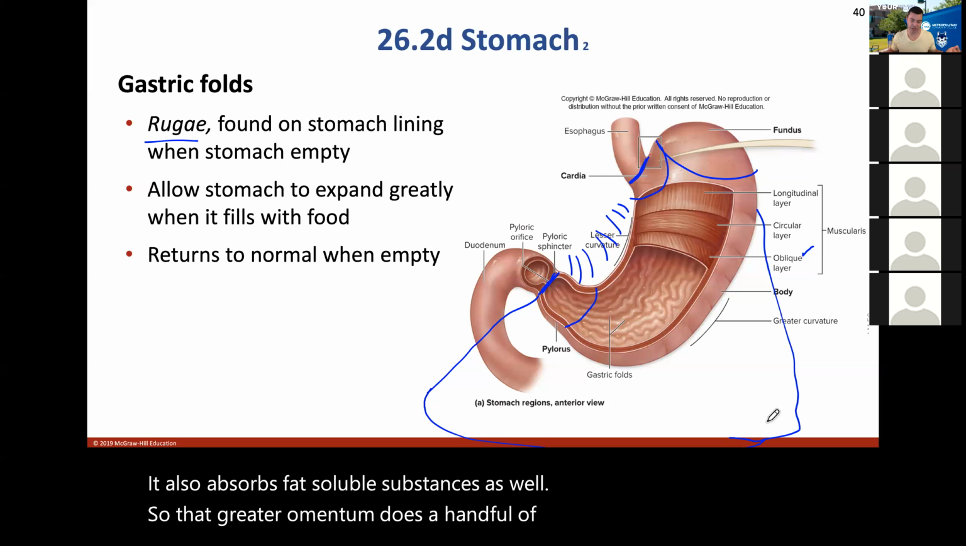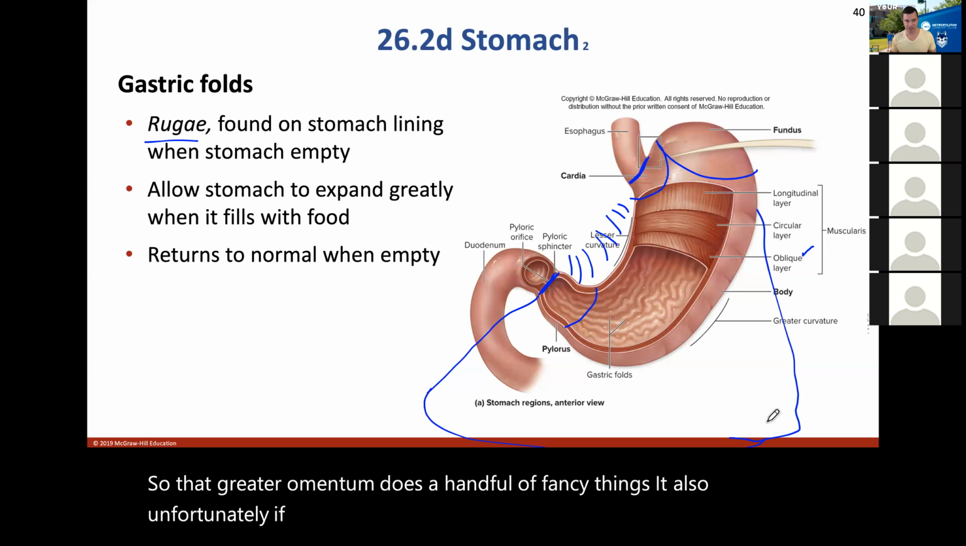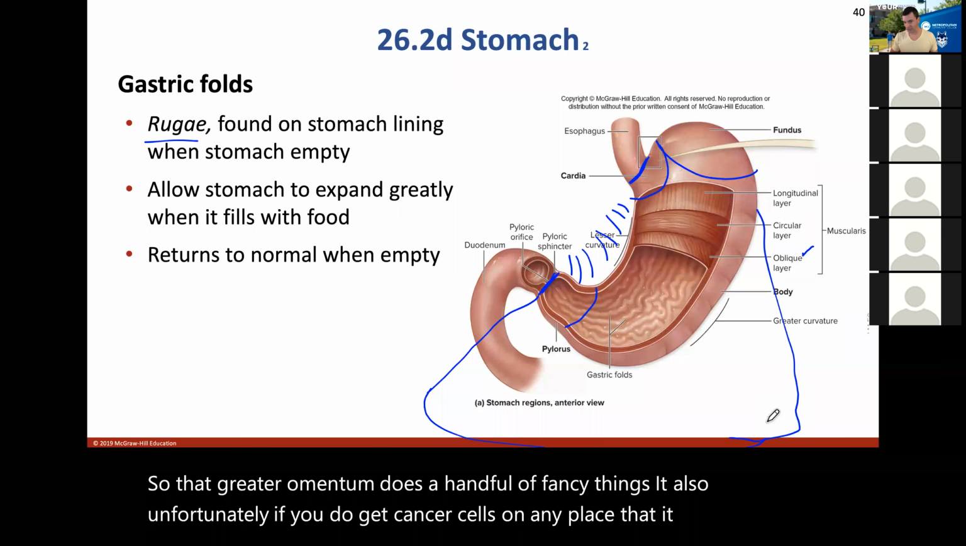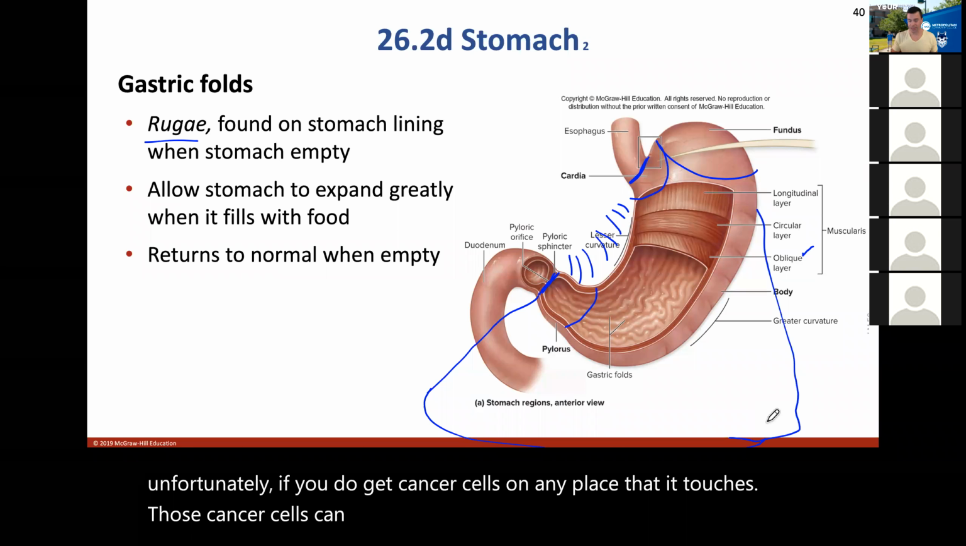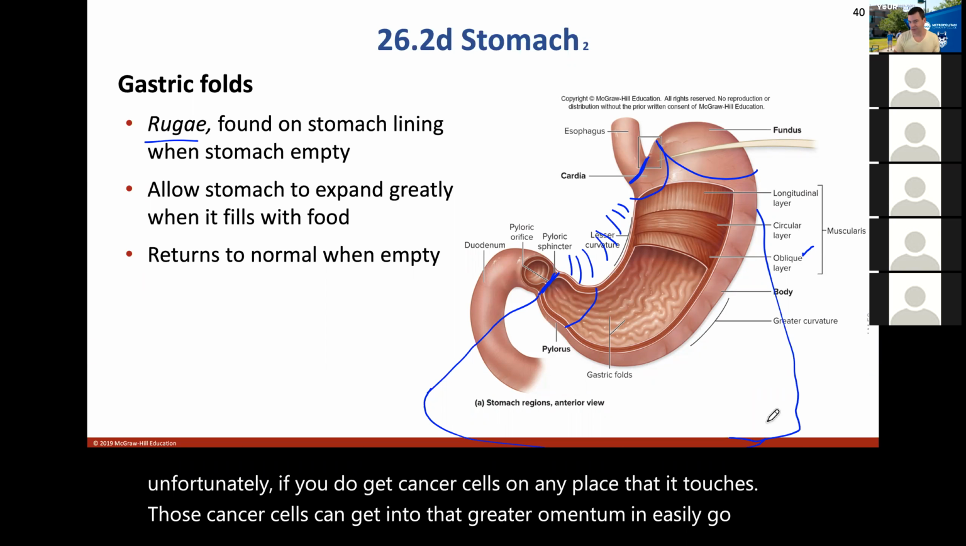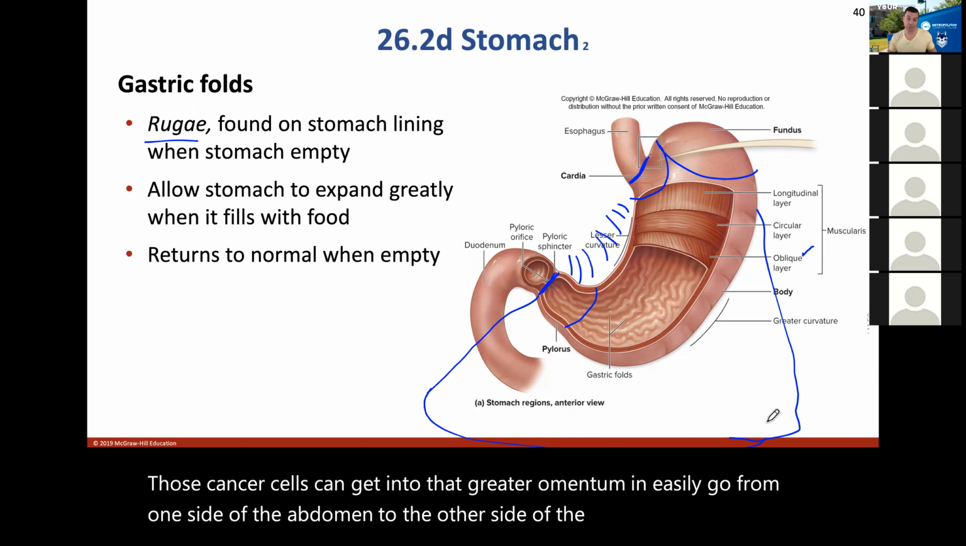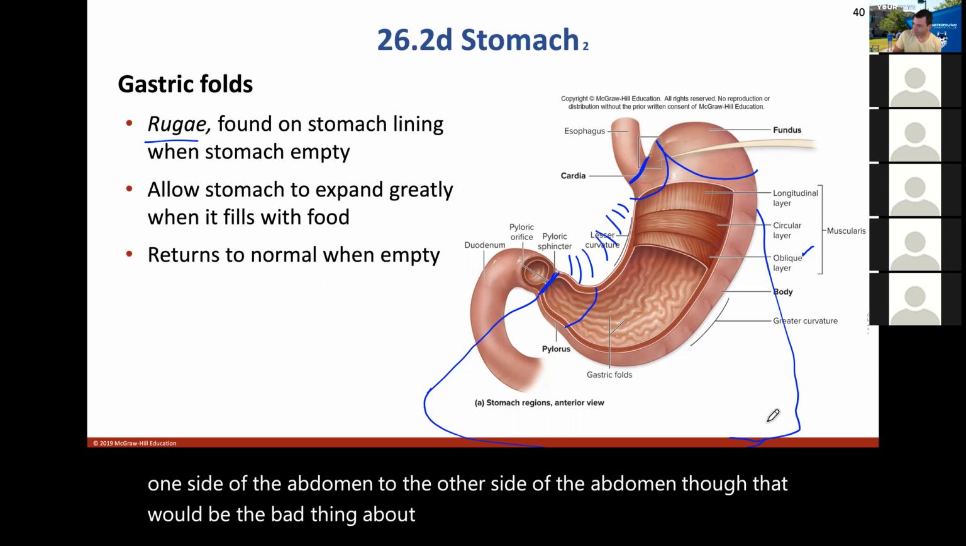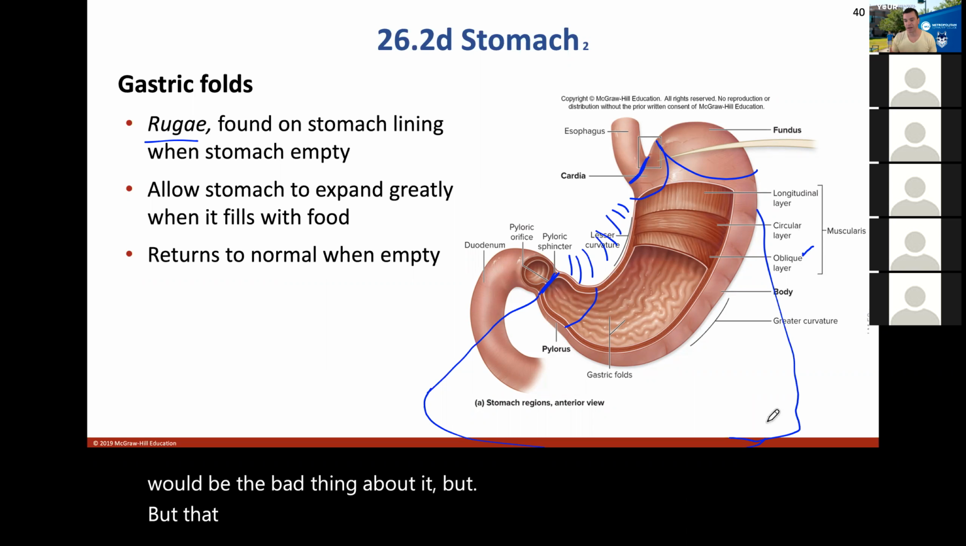It also, unfortunately, if you do get cancer cells on any place that it touches, those cancer cells can get into that greater omentum and easily go from one side of the abdomen to the other side of the abdomen. That would be the bad thing about it. But that greater omentum attaches to the greater curvature of the stomach.